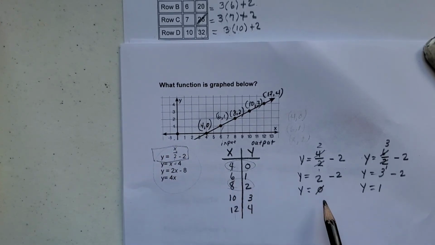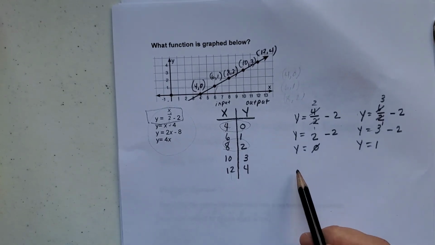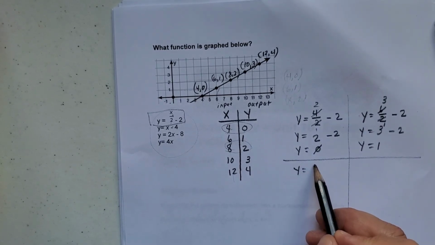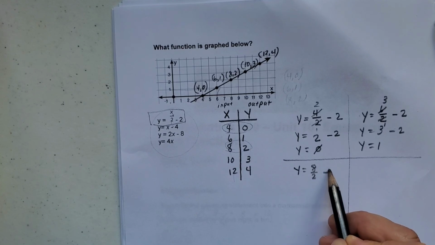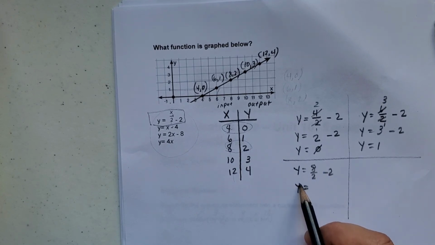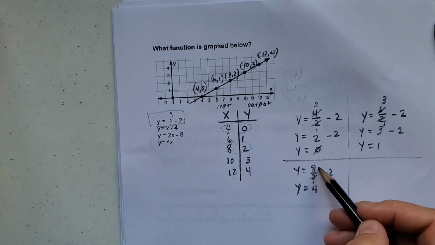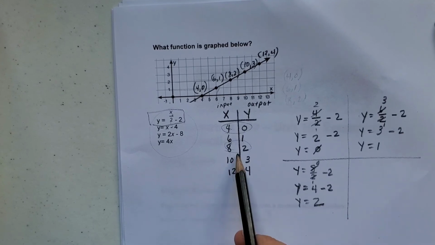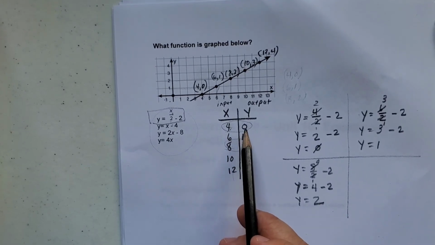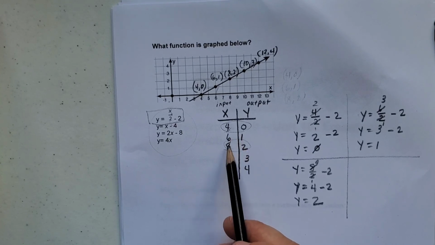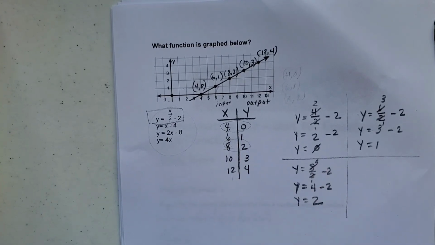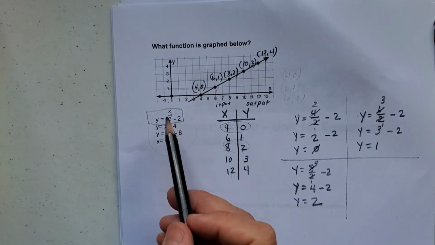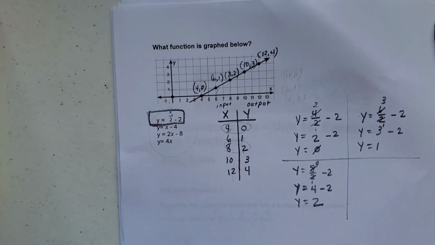Let's try one more. As long as we have 3, we can be pretty positive. So let's go with y equals 8 divided by 2 minus 2. Y equals 4, because when you cross cancel, it's 4. 4 minus 2, y equals 2. Okay, we found it, because for 3 of the input outputs on the T-chart, we got a yes for each one. Y 0, 1, and 2. So this is the correct answer right here.